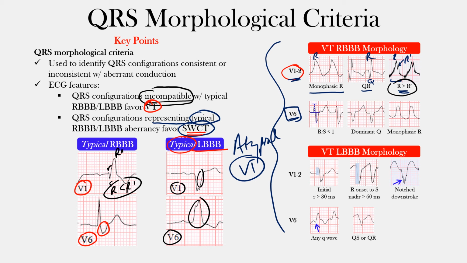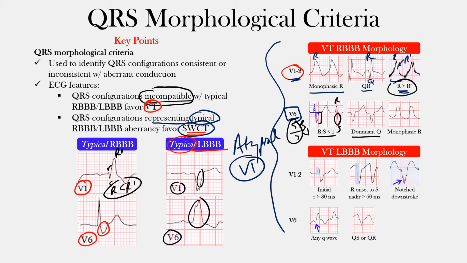Now in V6, that left lateral precordial lead in right bundle branch block morphology, what'd be more atypical is when you have this R/S ratio of less than 1. So here's your R wave and here's your S wave. Notice that the S wave amplitude is greater, okay? So you have less R. So imagine if your R amplitude was, let's say, 5 here, okay, and the S wave amplitude is maybe 7, you can see that that's less than 1.